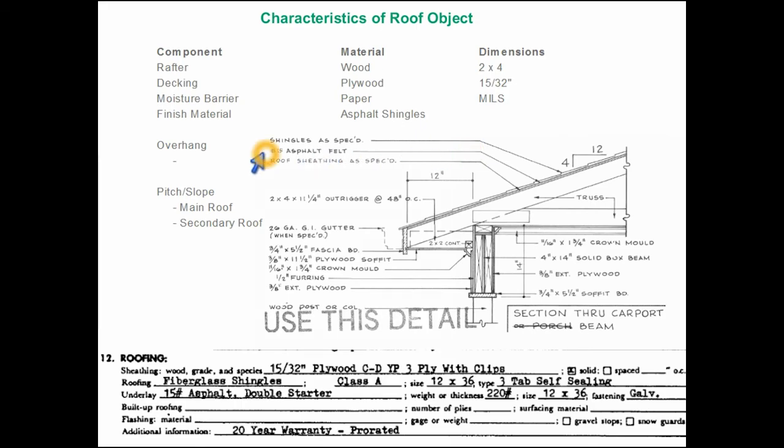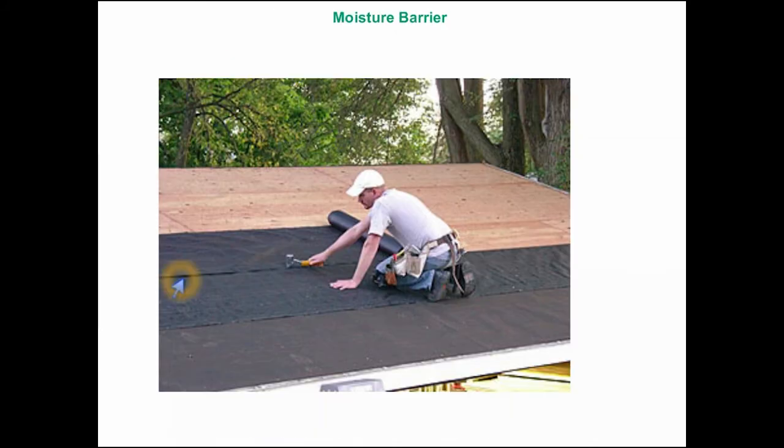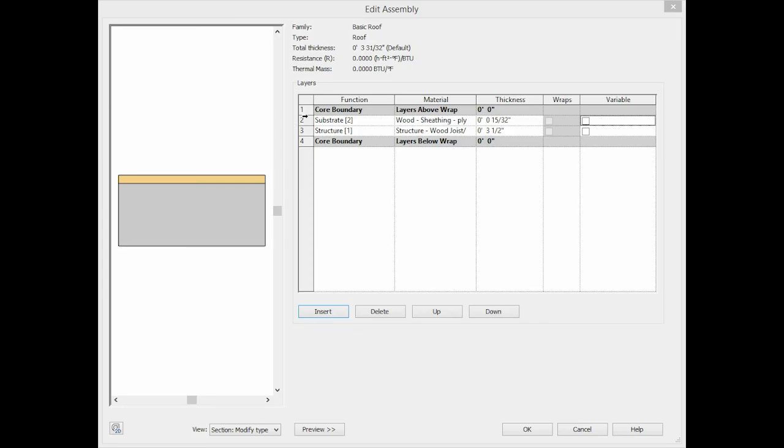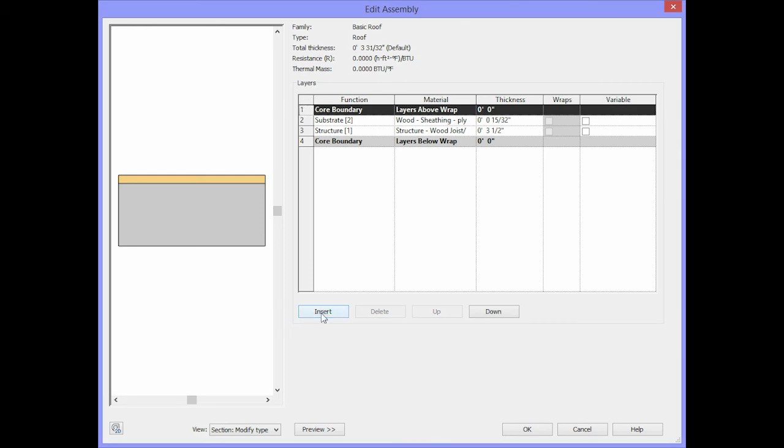Attached to the sheathing is the asphalt felt or building paper. The asphalt felt serves as a moisture barrier to protect the sheathing. You will select layer 1 in the edit assembly and click on the insert button.